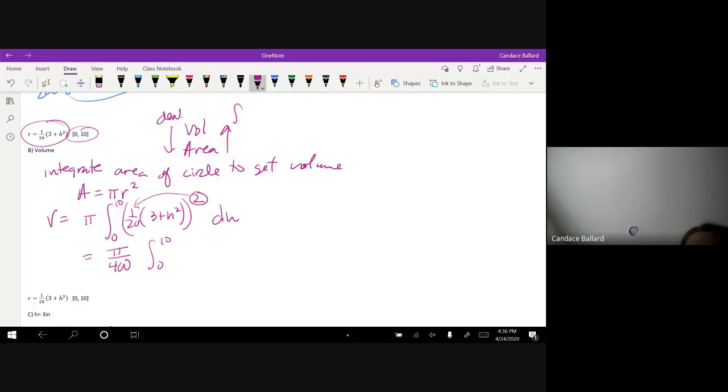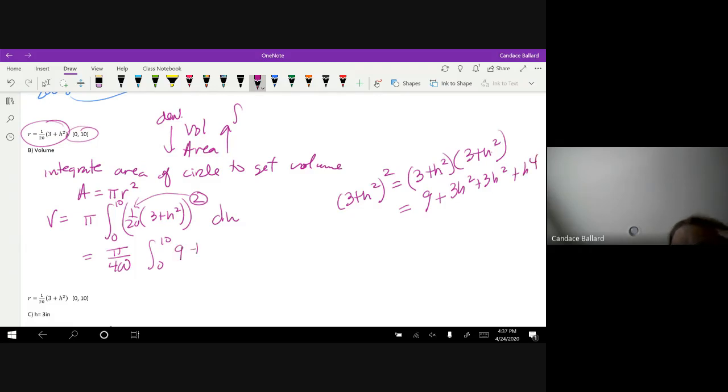On the inside, I'm going to write some scratch work off to the side. (3 plus h squared) squared. Because I really don't have what I need there for a u substitution, I'm actually going to FOIL that out. 3 times 3 is 9. 3 times h squared is 3h squared, and I've got 2 of those, and then h squared times h squared is h to the 4th. So inside here, I'm really integrating 9 plus 6h squared plus h to the 4th dh. I simplified it before I actually integrate it.